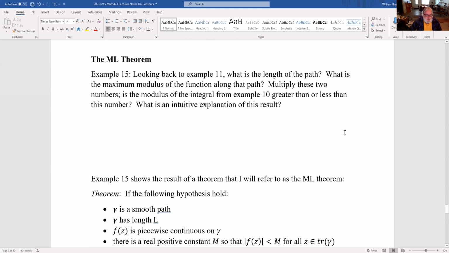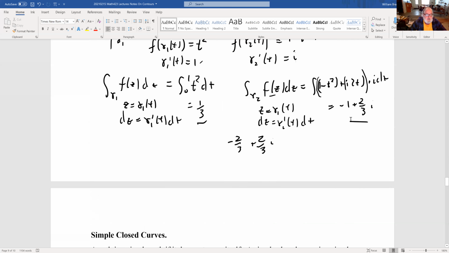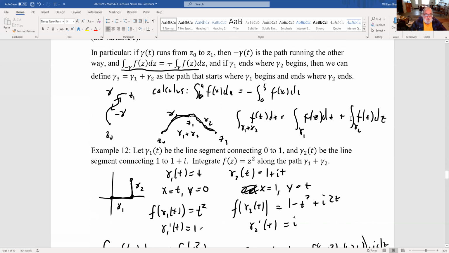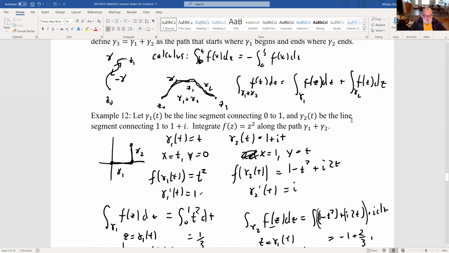Okay, the ML theorem, and I think this is it at the end of the line. There might be an example. So if we look back to example 11, where's 11? Was that one? Was this one? What's the length of the path? The length of the path is square root of 2. What's the magnitude of z squared?